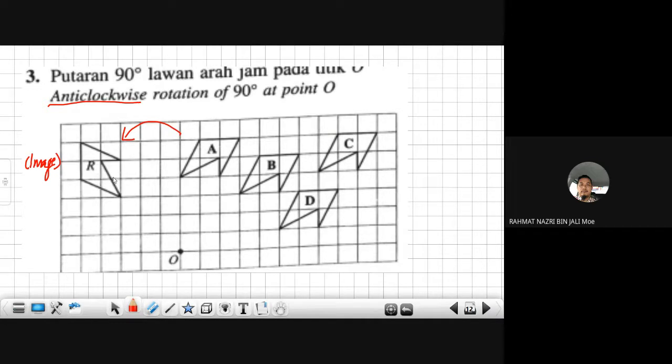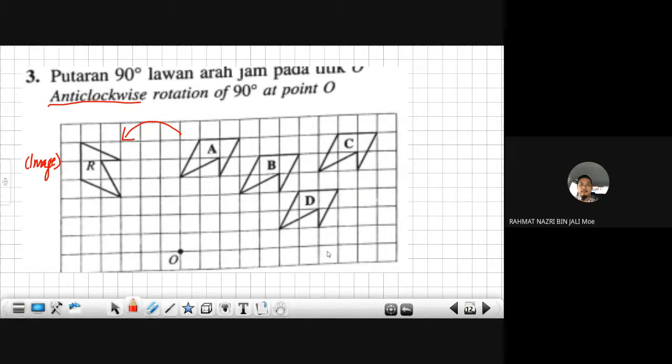So which one is the correct one? So can we guess which one is the answer for question number 3? A, B, C, D. Question number 3. Which one, class? Number 3. Gloria say B. Risa say B. Okay, correct. The answer is B. Let's see whether it is correct.